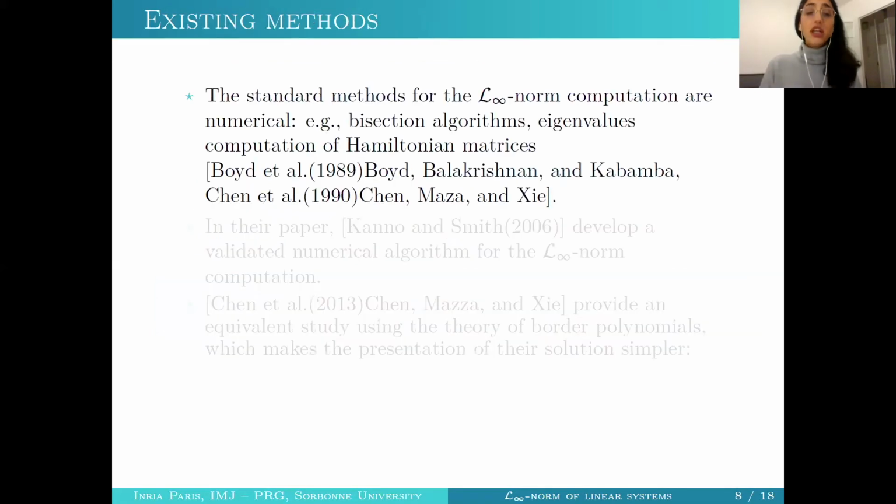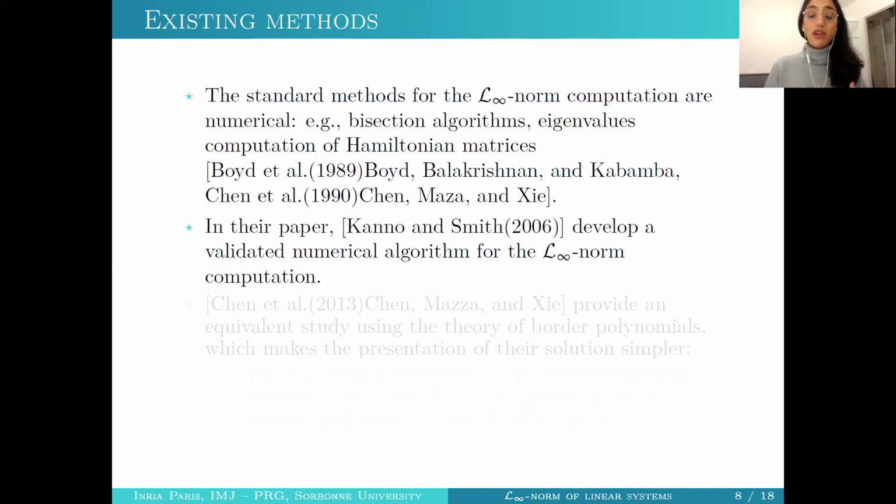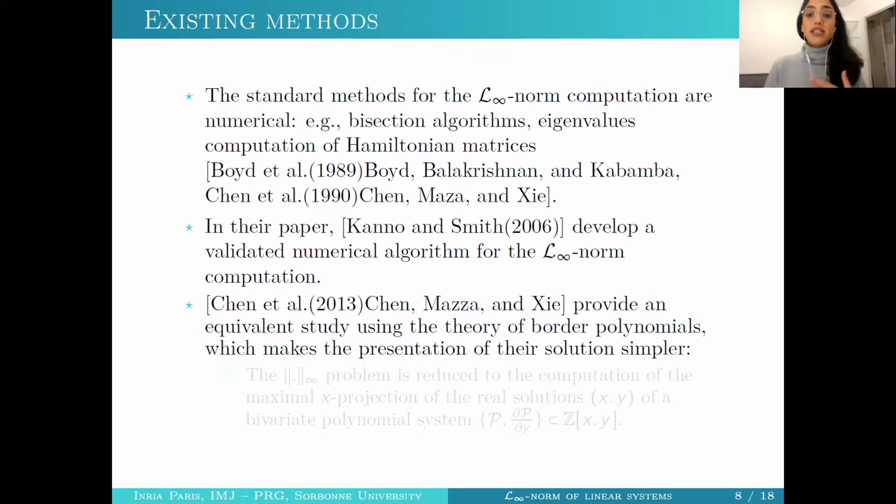So about the existing methods, most of them are numerical, such as bisection algorithms and eigenvalue computation over Hamiltonian matrices. Then in their paper, Cano and Smith developed a validated numerical algorithm for this L-infinity norm computation. And following their work, Chen, Maza, and Chi provided an equivalent study by using the theory of border polynomials, which transformed the problem of the L-infinity norm computation to the problem of studying the singular points or the system of singular points.